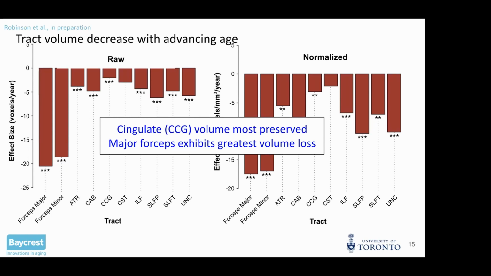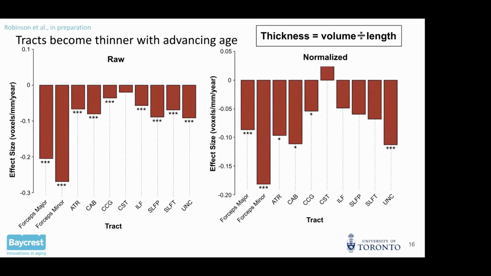The anterior part of the brain actually suffers more in terms of aging. But if the major forceps and minor forceps are both exhibiting volume loss, they're at the two ends of the brain, right? So anterior and posterior both. So this is an interesting new piece of evidence for us.